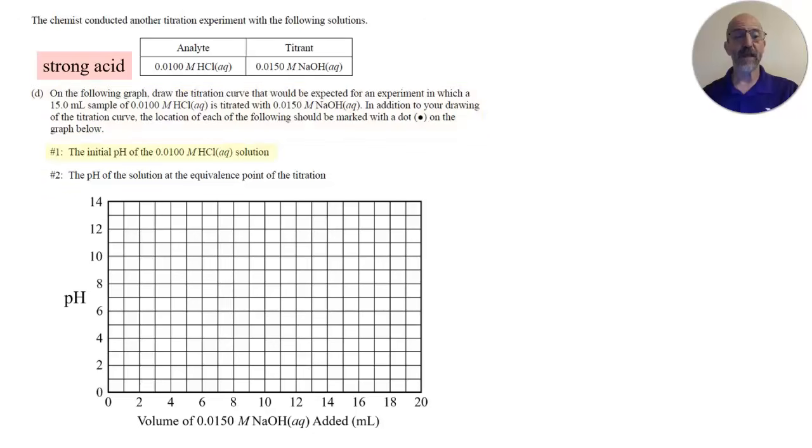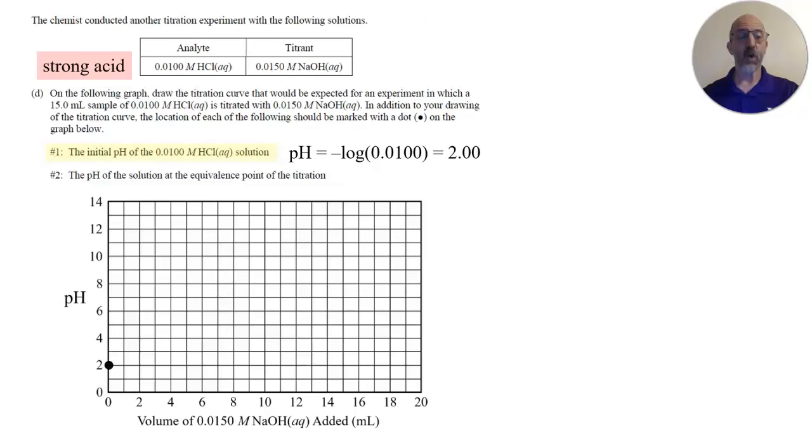So what's the initial pH of a 0.0100 molar hydrochloric acid solution? Now remember, when you have a strong acid, it is 100% ionized in aqueous solution, so therefore the negative log of the concentration of the acid will give you the pH. So the negative log of 0.01, that will give us the initial pH of this strong acid solution. So what's the negative log of 0.01? That's a pH of 2. I'm going to put a dot at a pH of 2 on the y-axis, and it's right there at the beginning of the titration experiment.